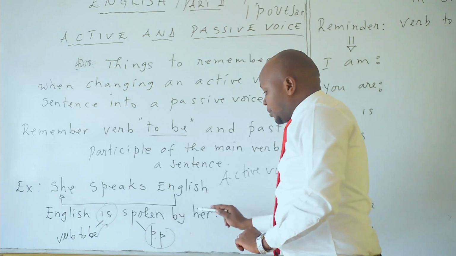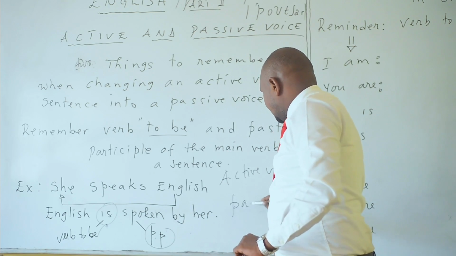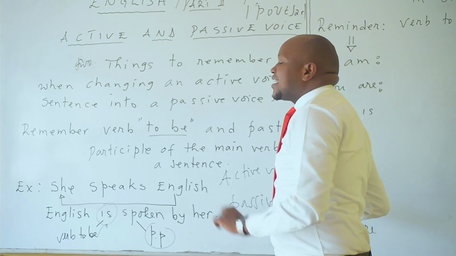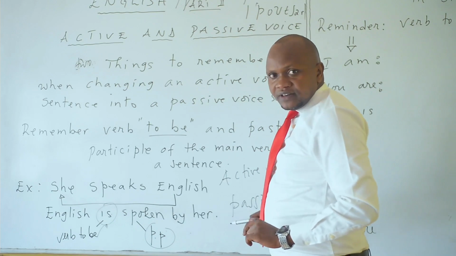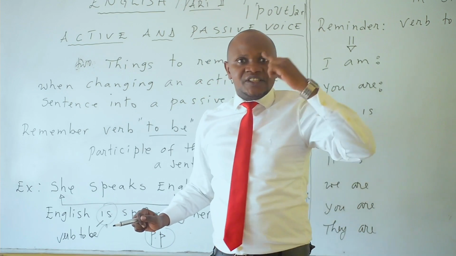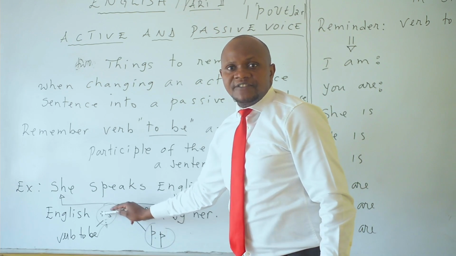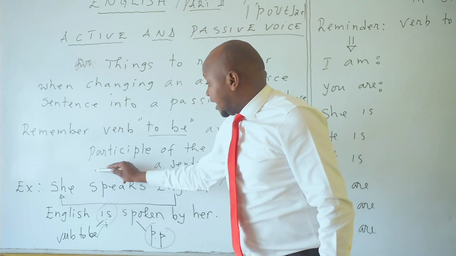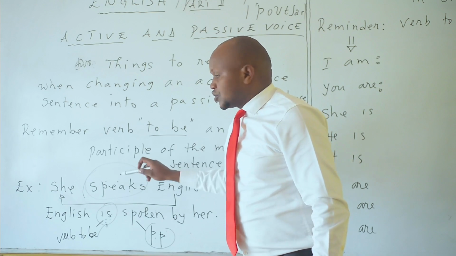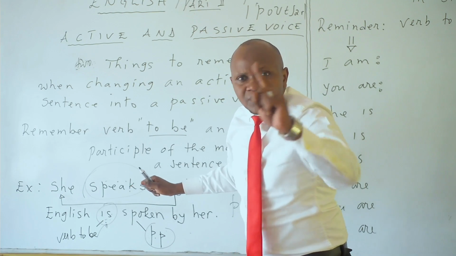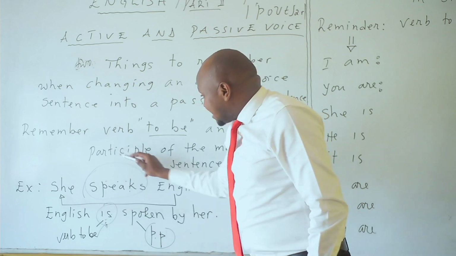Then English is spoken by her. This is a passive voice sentence. This is passive voice. Icyongereza kivugwa nawe. You see here. English is spoken by her. She speaks English. English is spoken by her. Do you see? This is verb to be in simple present. The verb to be simple present because our main verb, which is speak, okay? This verb to speak is in simple present. Niyo mpamvu duhita tuzana verb to be in simple present. English is plus past participle.